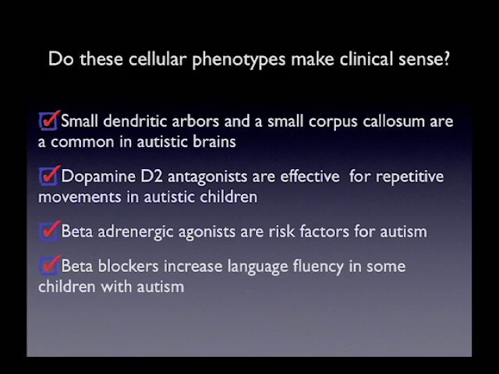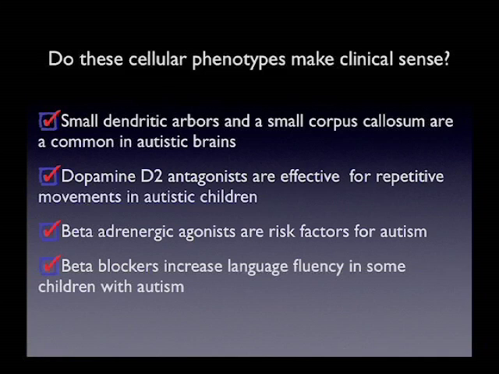So the first question is, small dendritic arbors. Well, small dendritic arbors and a small corpus callosum are common in autistic patients. I would say that they're not very specific. In fact, it's common in intellectual disability in general. But nonetheless, it's consistent with a defect in intellectual function.